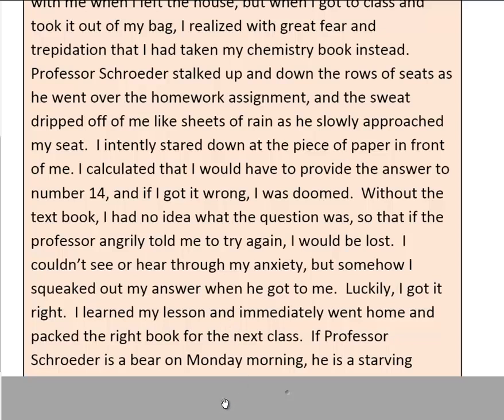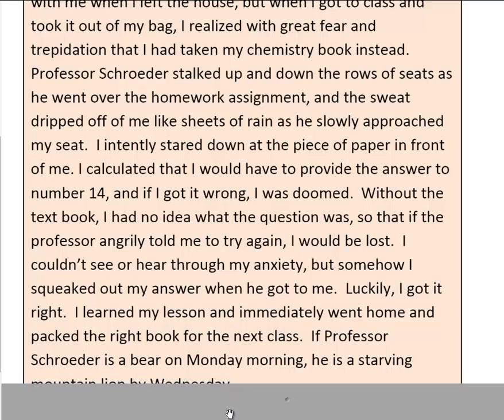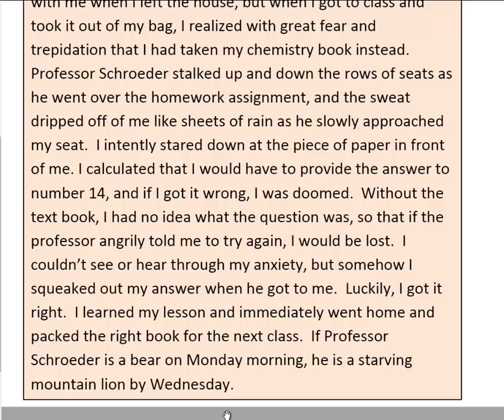I intently stared down at the piece of paper in front of me. I calculated that I would have to provide the answer to number 14, and if I got it wrong, I was doomed. Without the textbook, I had no idea what the question was, so that if the professor angrily told me to try again, I would be lost. I couldn't see or hear through my anxiety, but somehow I squeaked my answer out when he got to me. Luckily, I got it right. I learned my lesson and immediately went home and packed the right book for the next class. If Professor Schroeder is a bear on Monday morning, he is a starving mountain lion by Wednesday.